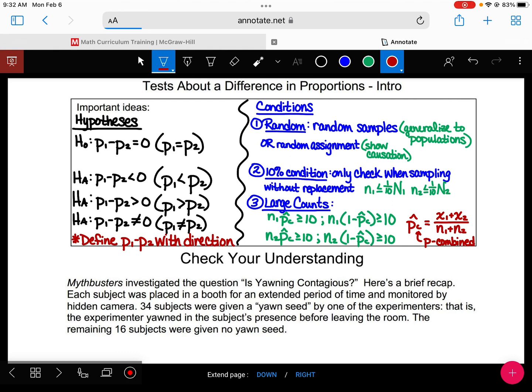We can think that P1 minus P2 is less than 0, so we think proportion 2 is the bigger one. We can think P1 minus P2 is greater than 0, so proportion 1 is bigger. Or we could just think that they're not equal. I don't know whether it's bigger or smaller, I just think they're not equal. You have to define P1 minus P2 with direction. So you would have to tell me, like, P1 minus P2, and then you think it's less than, greater than, or not equal.